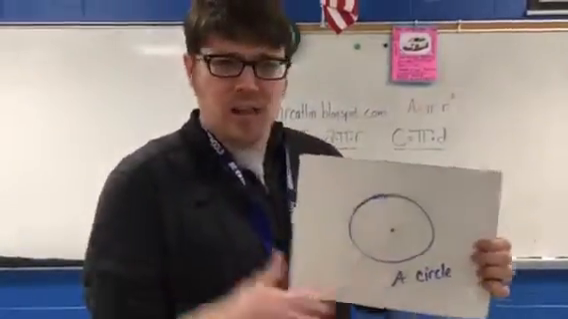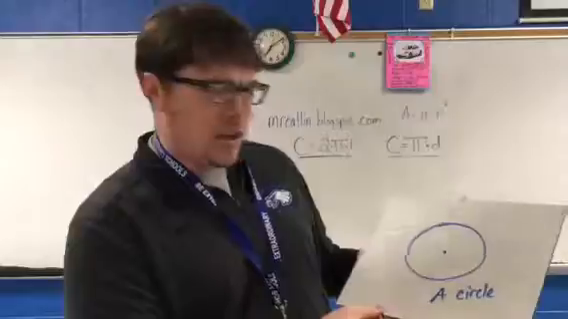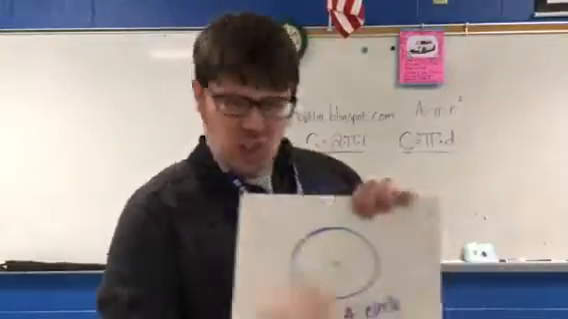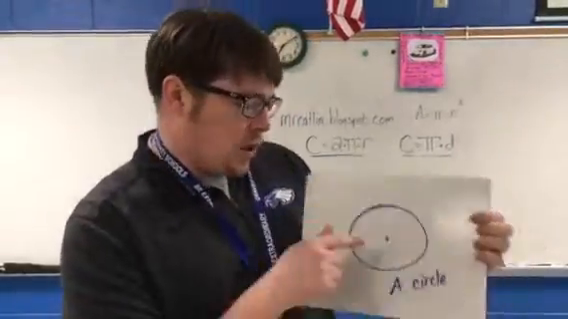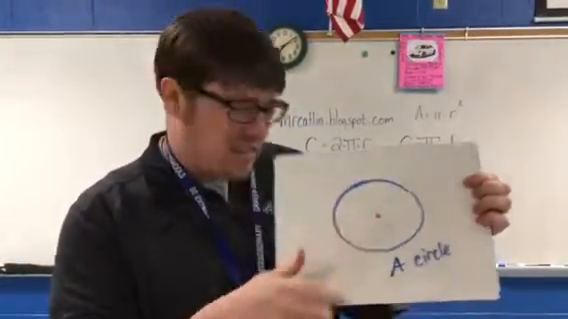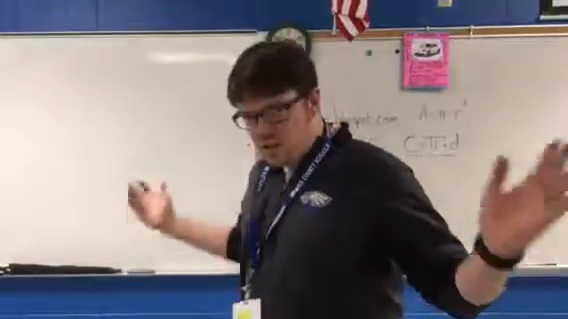A circle is a round object, two-dimensional. It looks like this. It doesn't have any corners or any vertices. It's curvy, right? And it has a little point in the middle. We call that the center. You should know those things.